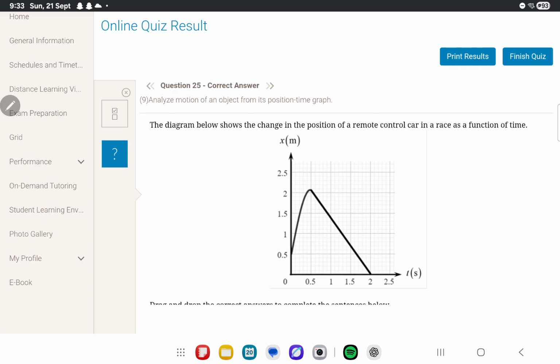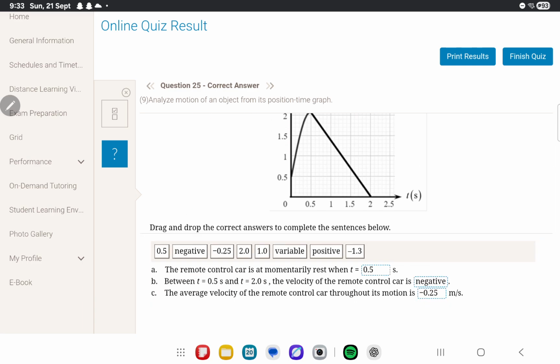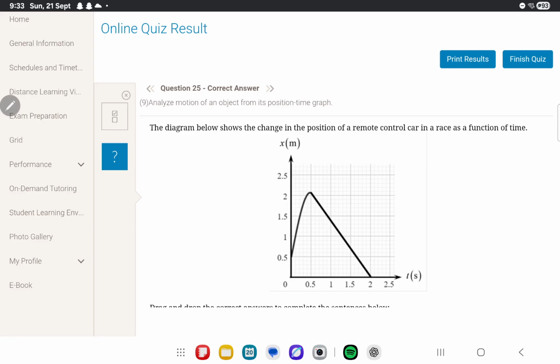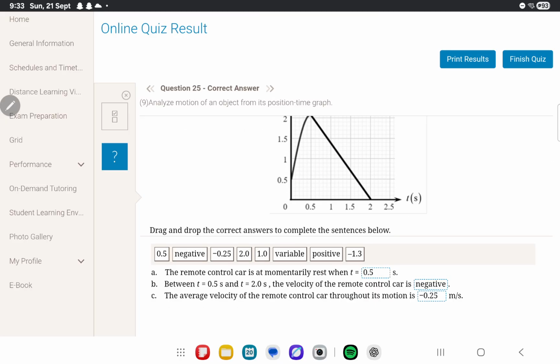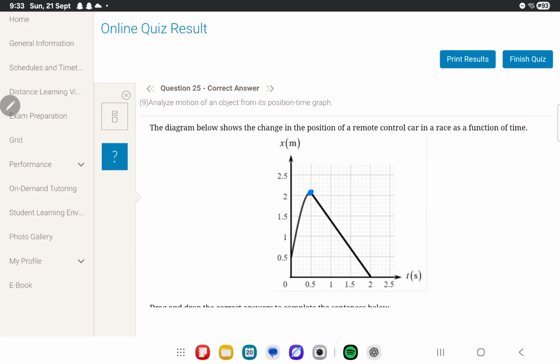Okay, so first of all, they want you to know when the car is at rest. The car is at rest when the slope of the tangent is flat, which is at this point here, approximately 0.5 seconds. Between 0.5 seconds and 2 seconds, the velocity of the remote control car is negative. Yes, because from 0.5 to 2, you can see it's going down. It's going towards the origin, right? It was above the origin, okay? So say the origin's here, and then it's going towards the origin.